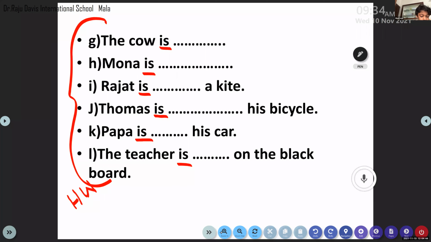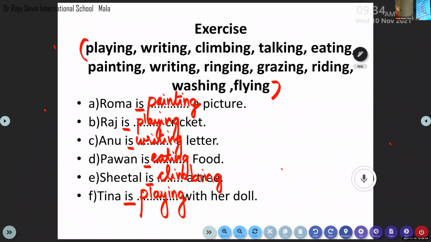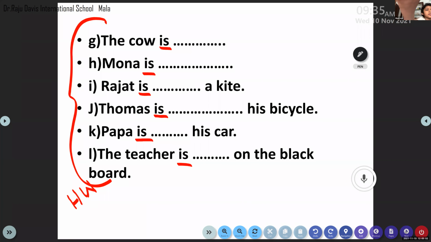Can we write Tina is talking with the doll? Not talking. Playing will be okay. See the words, is talking here? Talking is there, but still playing will be the correct one. Okay, ma'am. Okay, then. Now these, that is G, H, I, J, K, L will be done as homework. Okay. So can we move on to the next exercise?